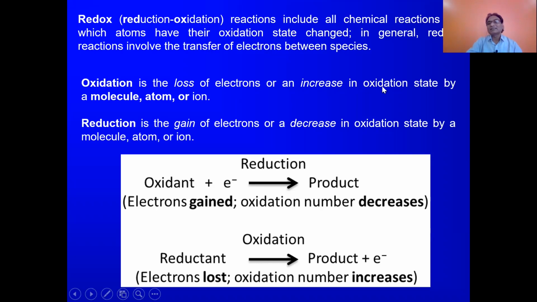or an increase in oxidation state by a molecule, atom or ion. So we are talking about electron only. Okay, so whenever that electrode loses the electron, we call it oxidized.